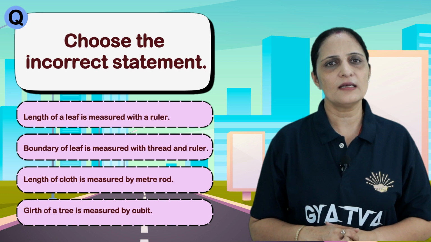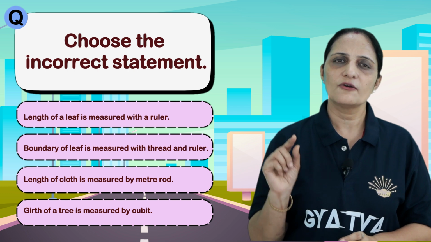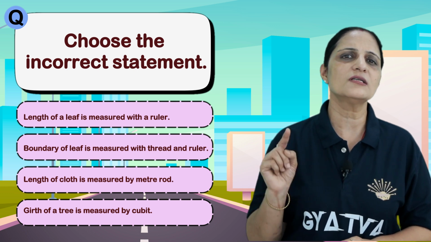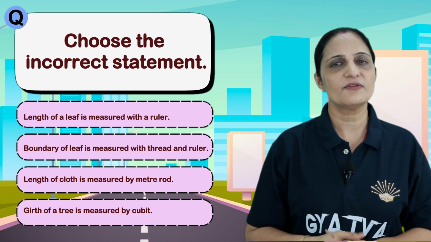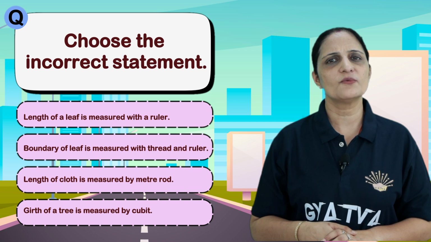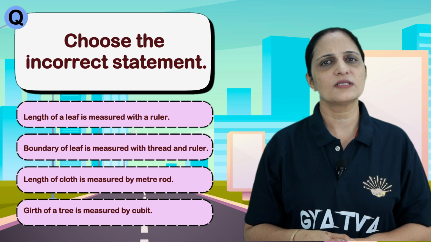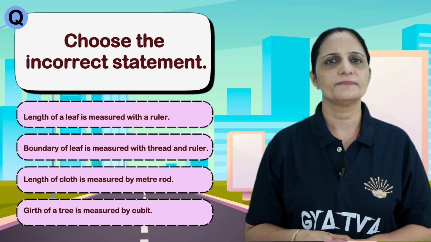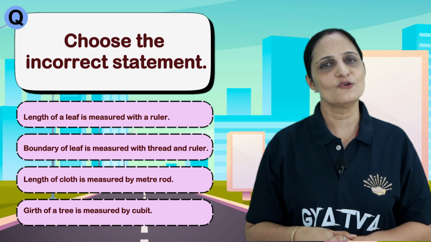Now question number 9, you have to choose the incorrect statement. Mind it children, you have to find out which is a wrong statement out of these given. First, length of a leaf is measured with a ruler. Second, boundary of leaf is measured with thread and ruler. Third, length of cloth is measured by a meter rod. Fourth, girth of a tree is measured by cubit? No.